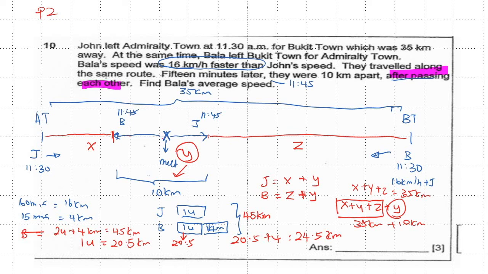In how many minutes? That means this whole thing, Bala's Z plus Y, is actually 24.5 kilometer in 15 minutes. So 24.5 kilometer, 15 minutes I transfer it to hour is 0.25 hour, actually gives me 98 kilometer per hour. Okay, if you don't understand, go back and look at my explanation again.